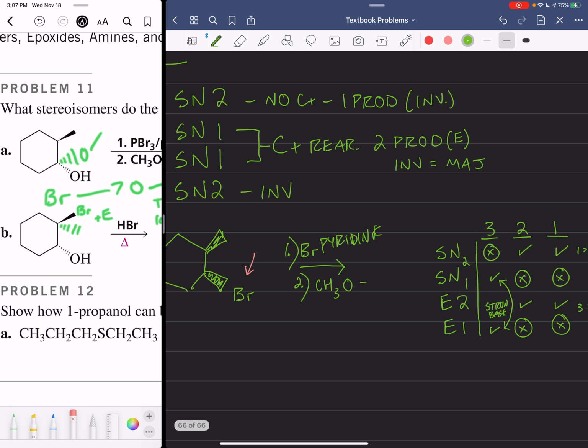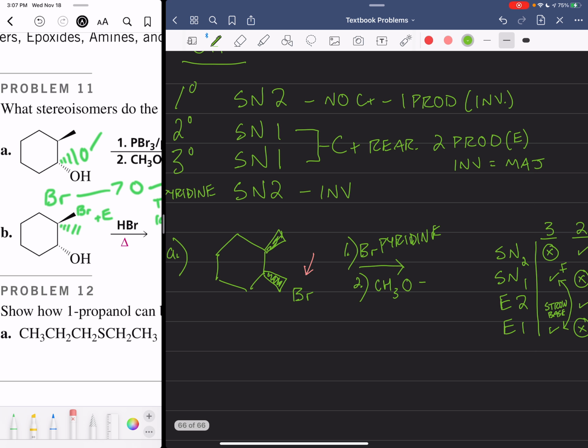So anyway, we have a secondary alkyl halide. Secondary alkyl halide either goes under SN2 or E2. In this case, SN2 is favored. So we're going to continue with substitution here.